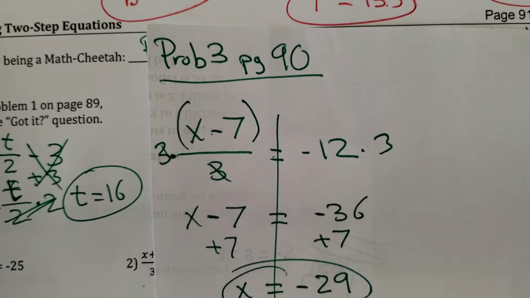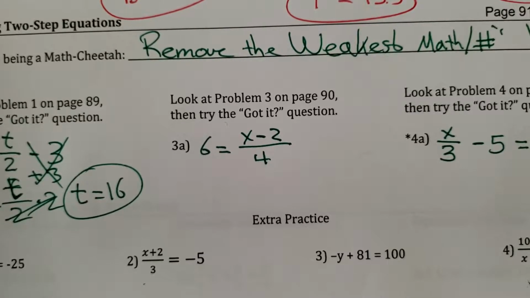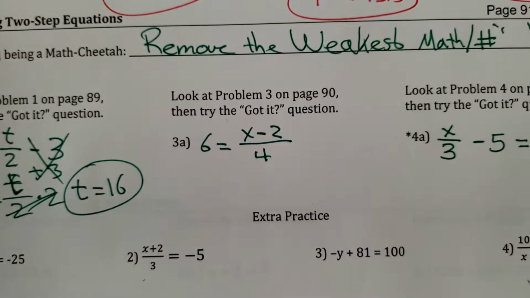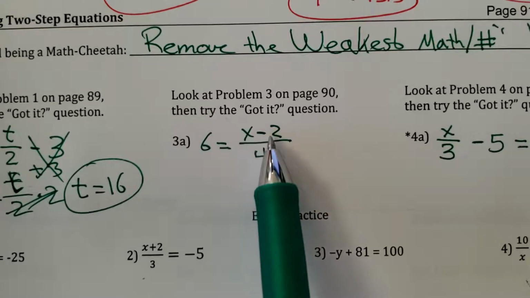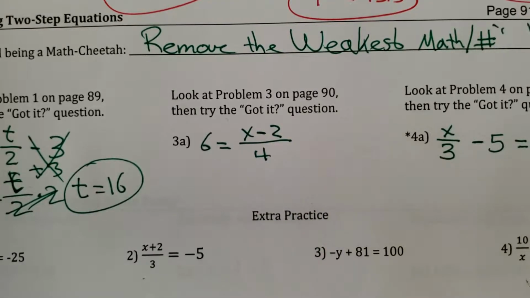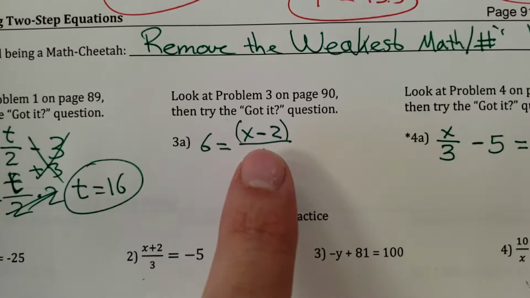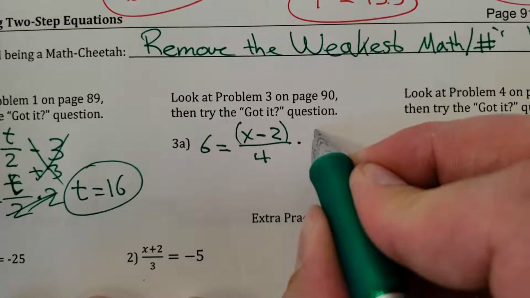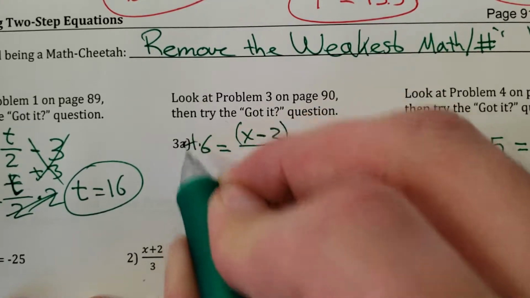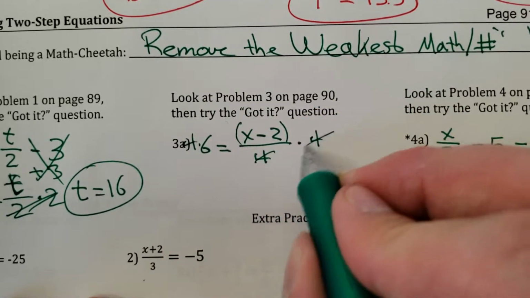Did you say you wanted another example? Well, great. Here's the got it question on page 90. Okay, 6 equals (x minus 2) all over 4. So when you say all over 4, hopefully that reminds you to think that. First thing we gotta do is get rid of the divide by 4. Okay, times 4, times 4. So you cancel, you cancel.